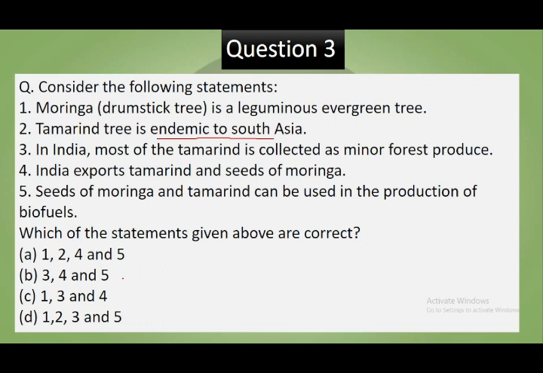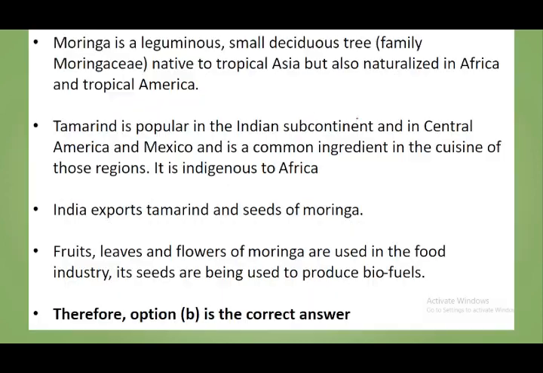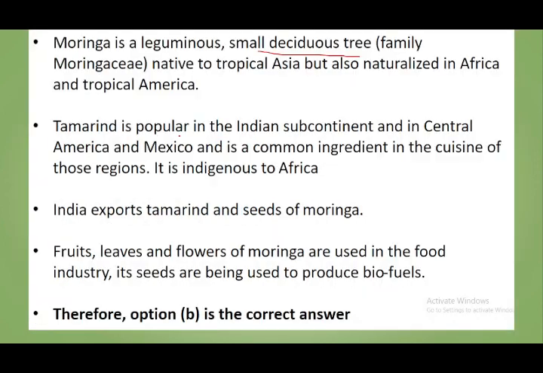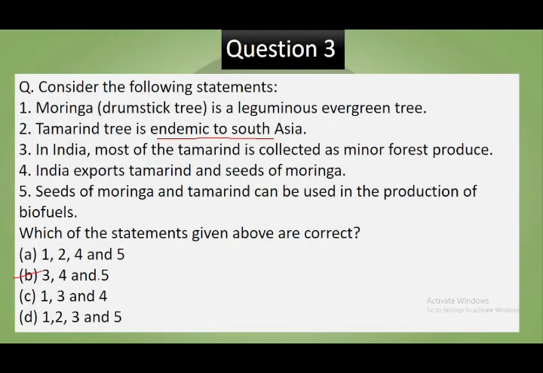So basically the correct answer to this is B. Why is it so? Because moringa is not a leguminous evergreen tree. It is a small deciduous tree native to tropical Asia but also naturalized in Africa and tropical America. Second statement said that tamarind is endemic to South Asia, but tamarind is popular in the Indian subcontinent and in Central America and Mexico, but it is indigenous to Africa. Therefore, second statement was incorrect. India exports the tamarind and moringa seeds, and fruit, leaves and flowers of moringa are used in food industry. Its seeds can be used in biofuels as well, and same goes for the tamarind. Therefore, your answer was B only by elimination.